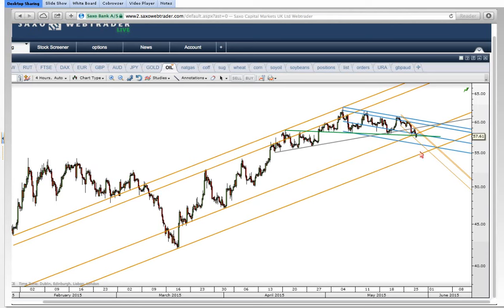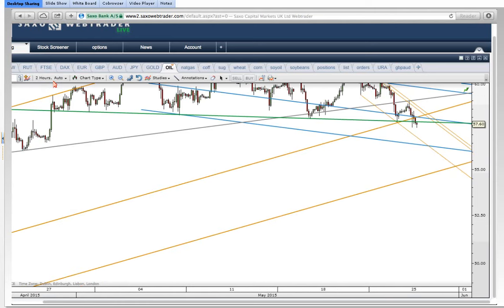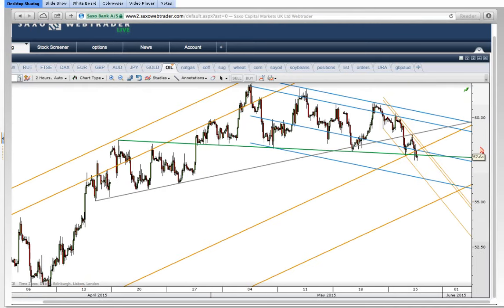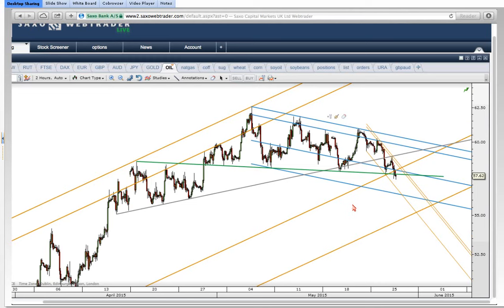The green, so this blue channel, the upper band is quite accurate. When it comes to the lower band, it may bounce quite hard. The green support is really very beautiful. Above it, it held as support many times, like 3, 4, 5, 6, 7, and today it's breaking down. So it's very bearish to me.